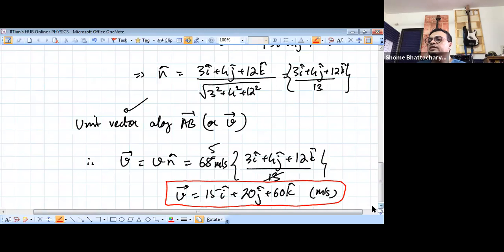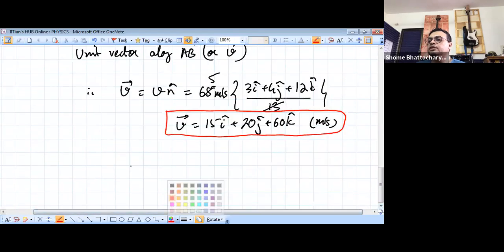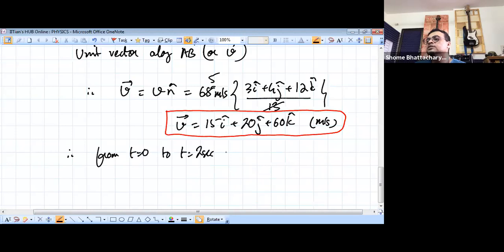So once I know the velocity vector, the next thing I will know is that in 2 seconds, from t equal to 0 to t equal to 2 seconds, the displacement will be how much? It will be v into 2 seconds. So velocity into 2 seconds, how much will that be? 30 i cap plus 40 j cap plus 120 k cap. So this will be my displacement.